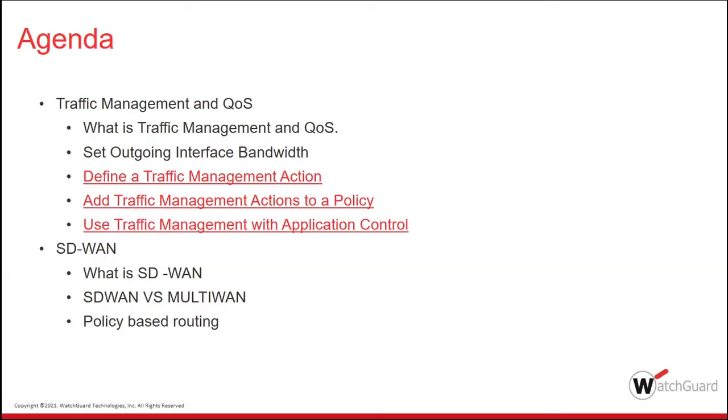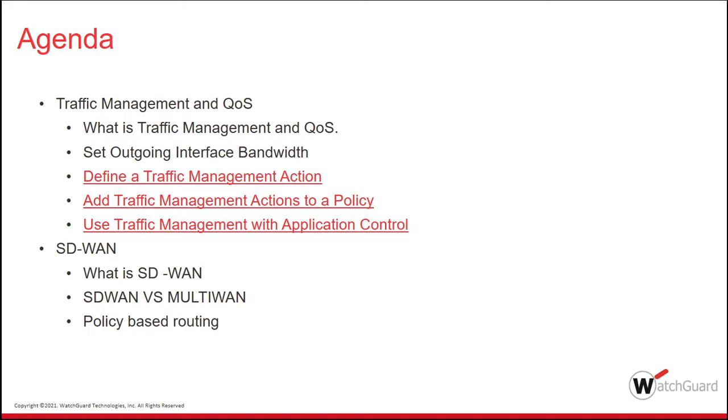On the agenda today, we're going to have a couple of topics. The first one is going to be traffic management, quality of service, the difference between them, what traffic management is, what quality of service is, and when to use each one of them. Also the configuration related to setting the outgoing interface bandwidth, where to configure it and when to configure it, how to define a traffic management action, how to add a traffic management action to the policy, and then use the traffic management within the application control as well.